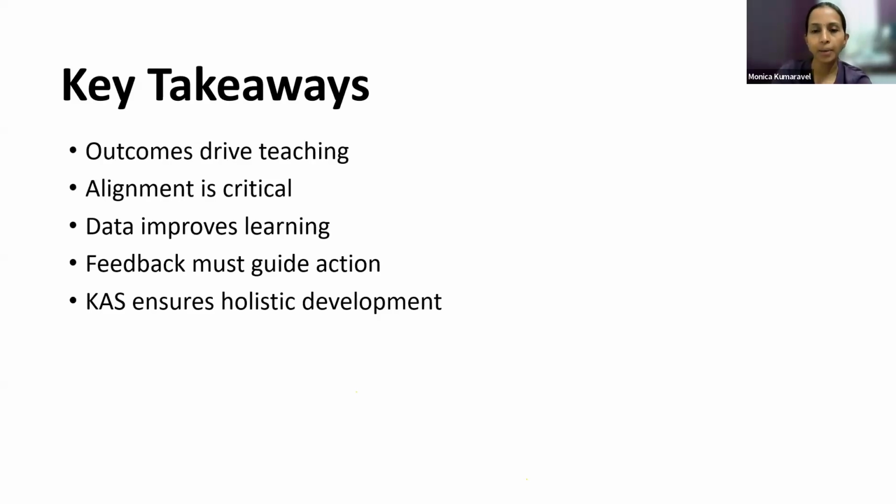Yeah, let's quickly recap. Our learning outcomes should give direction. Alignment should ensure effectiveness, and data helps us improve the learning of the students, and feedback drives the students' growth. KAS is the one which ensures the holistic, overall development of the student. So before we close, I want you to reflect on what is that one change you will make in your teaching from tomorrow based upon this webinar you have attended. What is that one change you think you will make in your classroom?